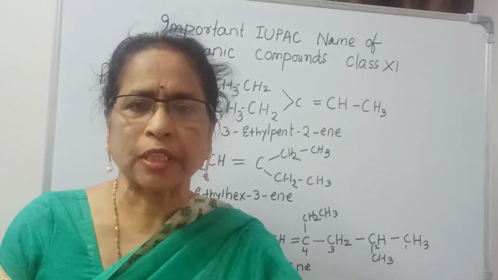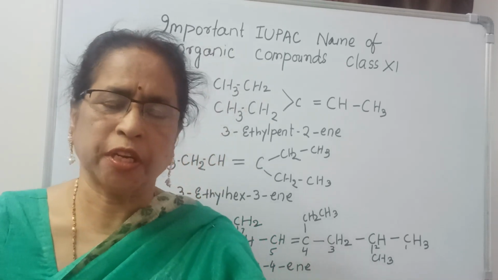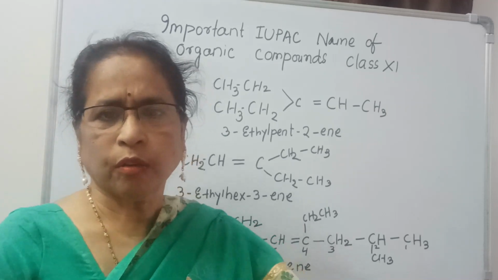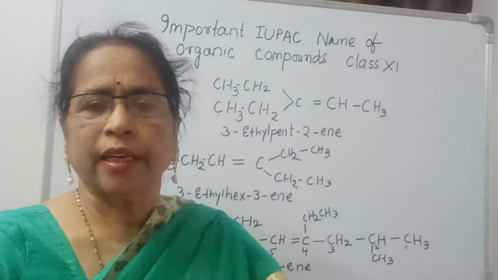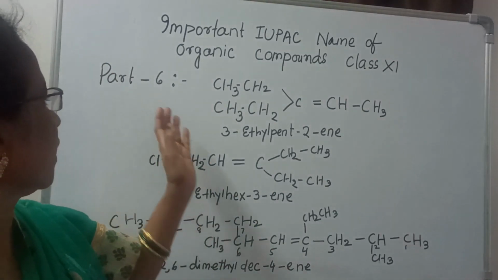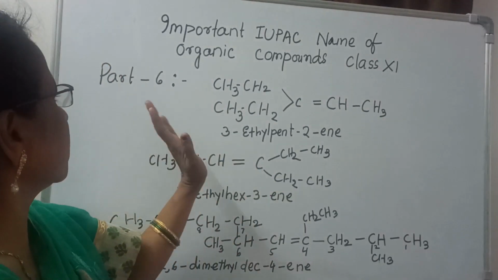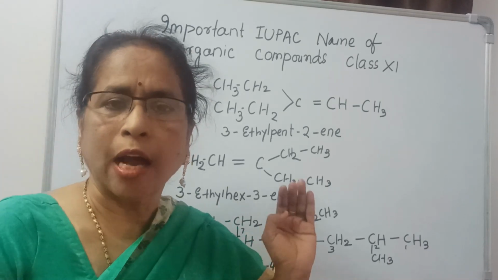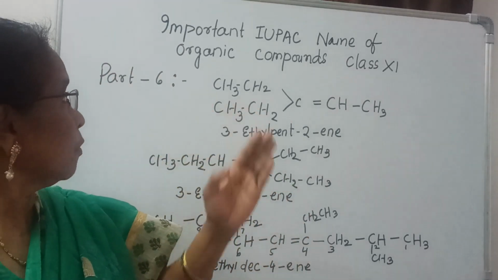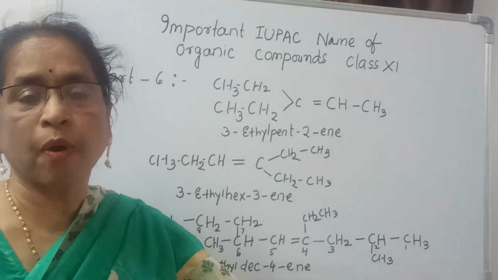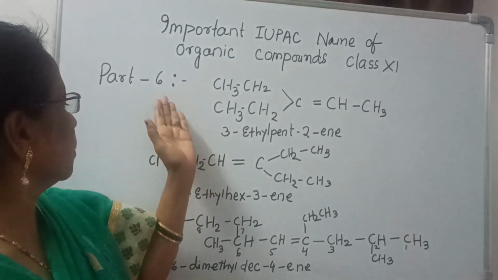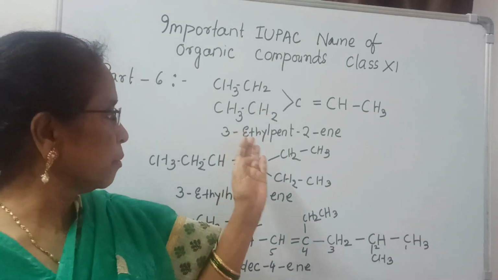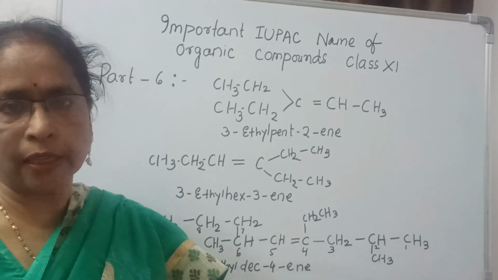Now I am going to explain the important IUPAC names of organic compounds for class 11th. Now this one is alkene related. This is alkene related, and now part 6 here. Already in part 4 and part 5 I have explained the IUPAC names of some important alkanes. Now also in part 6 here I am going to explain some important IUPAC names of alkenes.